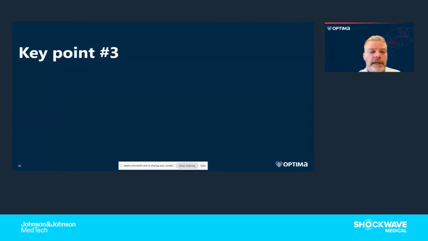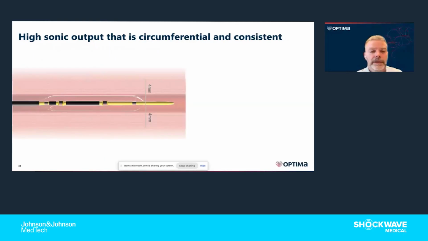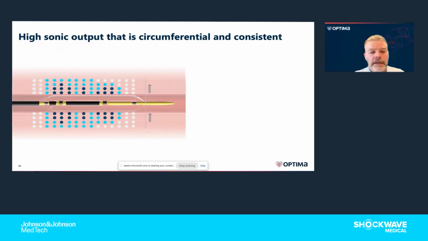So what is the final key point? The final key point is that it's effective across the duration of the balloon. This high sonic output across the length of the balloon is both circumferential and consistent. So if we look at it from a longitudinal perspective, and compared within a vessel architecture, you can see these are 3 or 4 millimeter lengths extending deep to the balloon. These dots represent the peak pressure that can be generated by the balloon. And you can see that they extend in a circumferential direction.